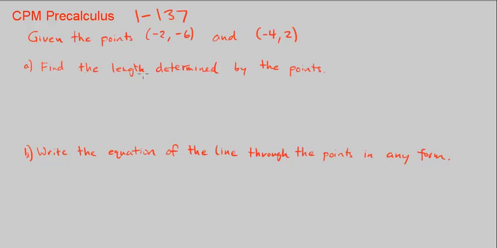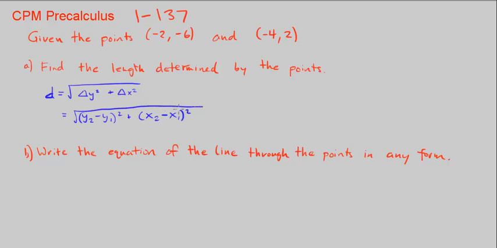So let's do Part A first, because we know the length determined by the points is just the distance between them. So we can use the distance formula. D is equal to the square root of delta y squared plus delta x squared, where delta y is just the change in y and delta x is just the change in x.